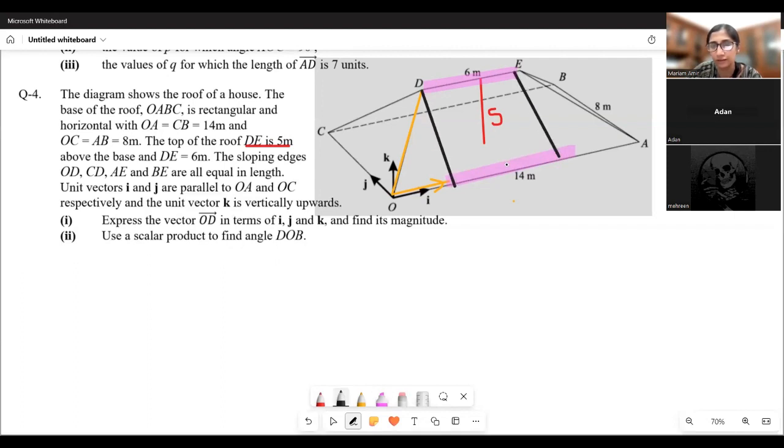So if this is 6, 14 minus 6 is 8. So this side would have 4 units and this side would have 4 units. How did I do that? This is 6, so one part below is 6, and the remaining two parts are equally divided. So we did 14 minus 6 which is 8, and then split 8 into 2 parts, 4 and 4. So that means OD is going 4 units in the I direction. So 4I.